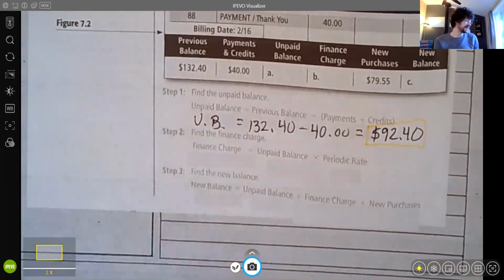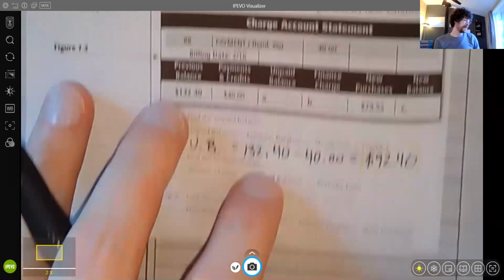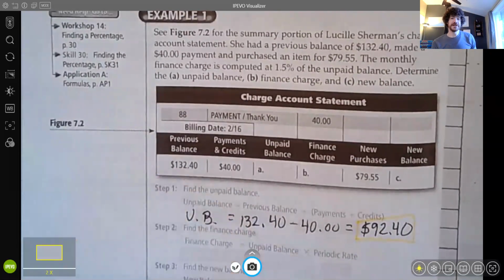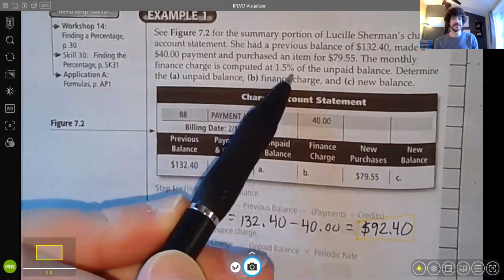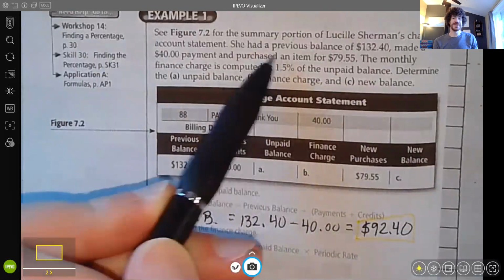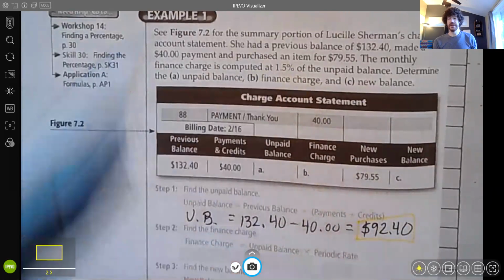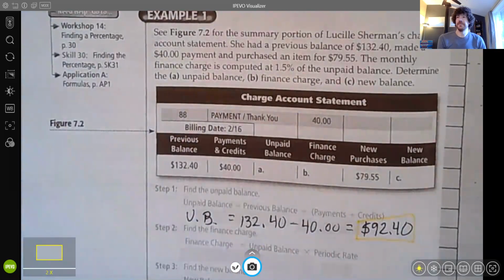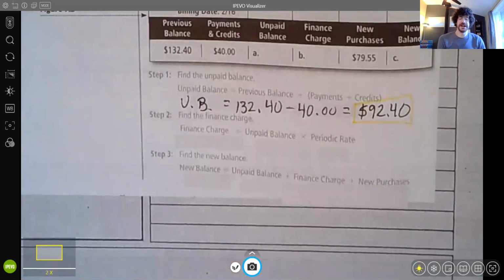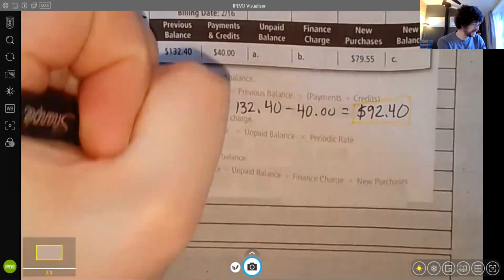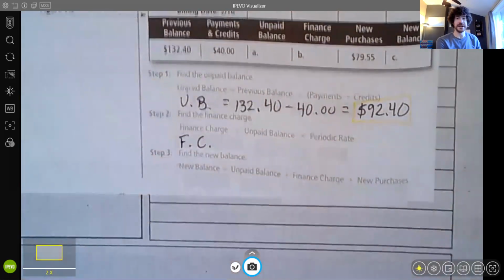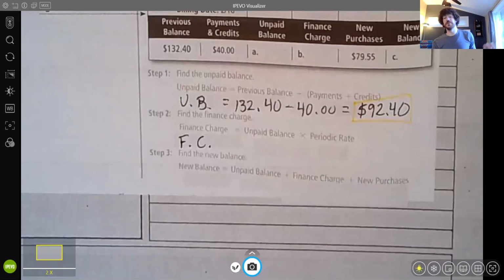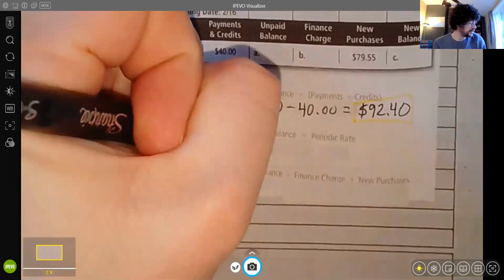So she ends up being charged a finance charge computed at 1.5% of the unpaid balance. Now, this is a periodic rate. So this means that this is the percentage that we're going to be multiplying by in that month in order to figure out how much she's going to have to pay in finance charge, or essentially interest, or a late fee, I guess, would be a way of saying that. If you don't pay it on time, you end up being charged something.